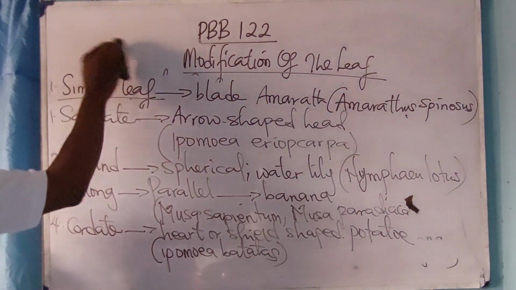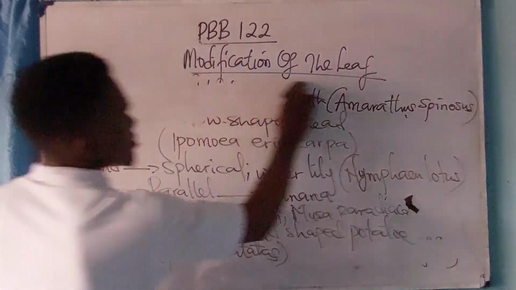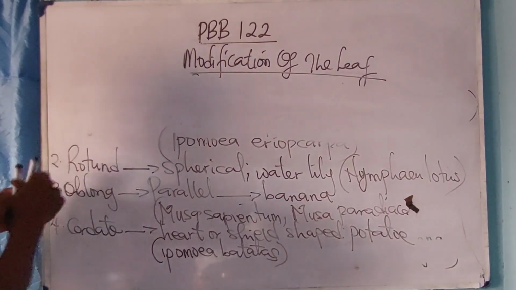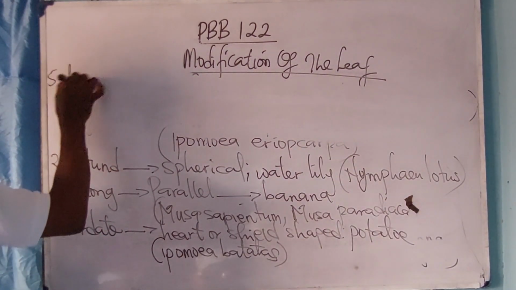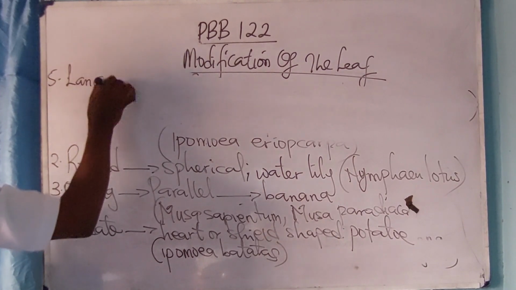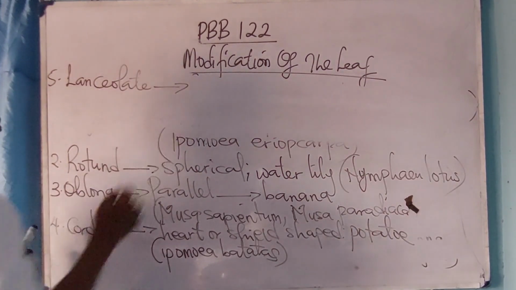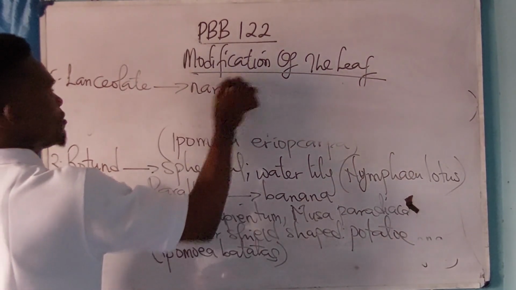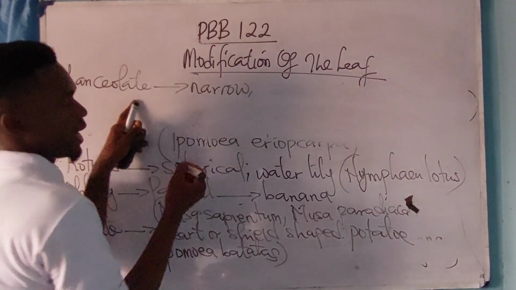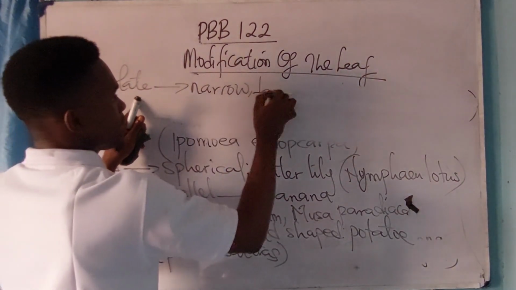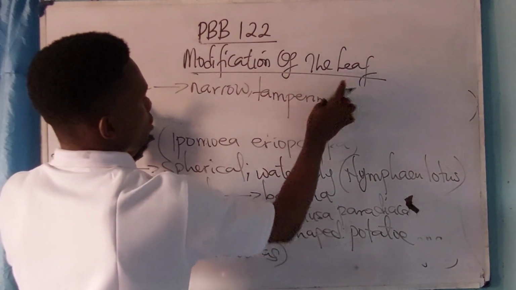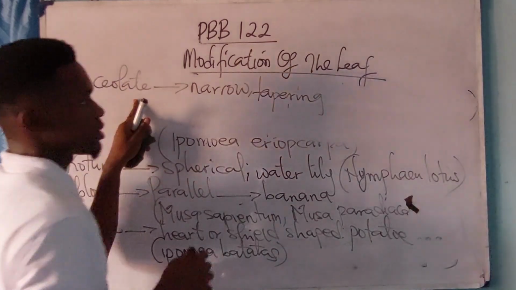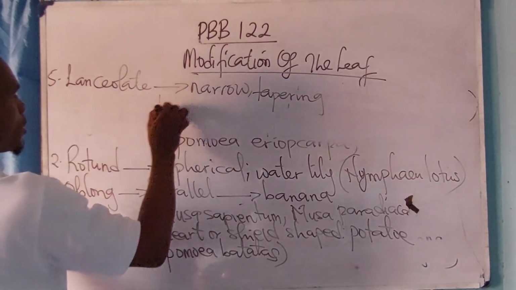Then a leaf is said to be lanceolate. That is, all these things I'm mentioning are based on what? The shape of the leaf. Number 5, a leaf is said to be lanceolate when it has what? Tapering end. When it is narrow, and it has a tapering end. Tapering what? End. A good example is found in bamboo.